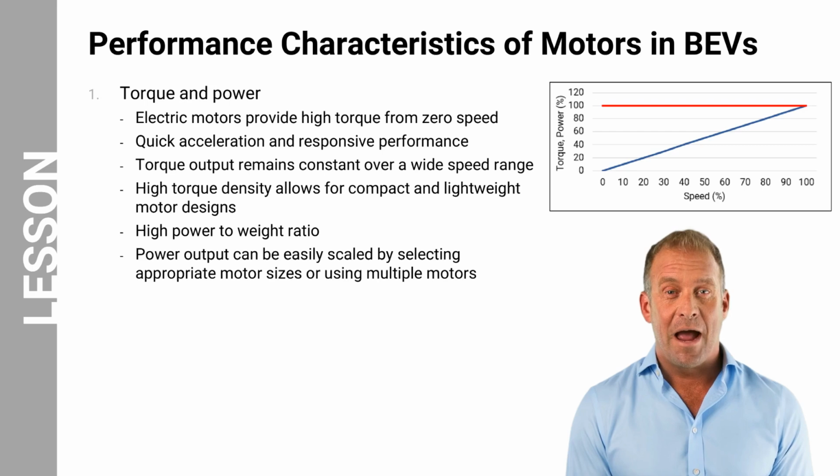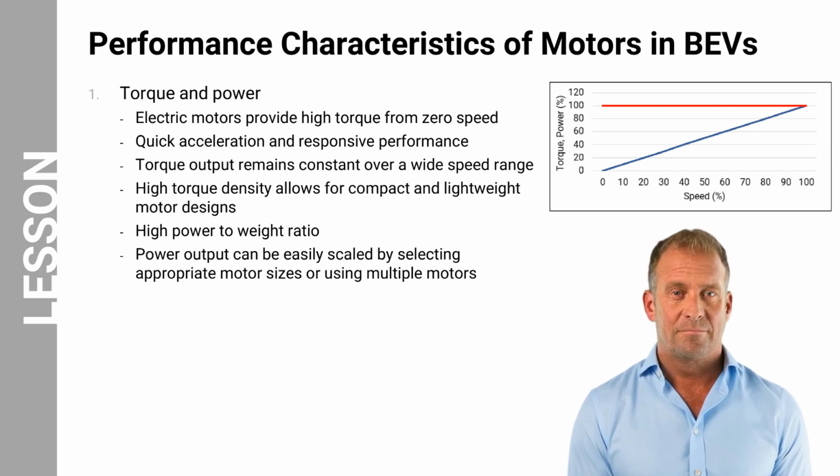Electric motors also have a high power-to-weight ratio and can achieve peak power quickly. The power output can be easily scaled by selecting appropriate motor sizes or using multiple motors, allowing manufacturers to design BEVs with varying performance requirements.